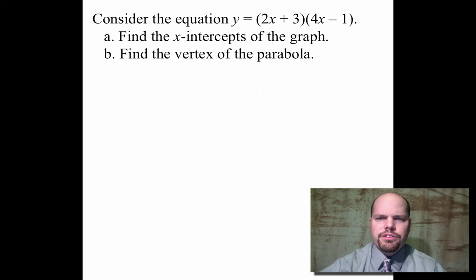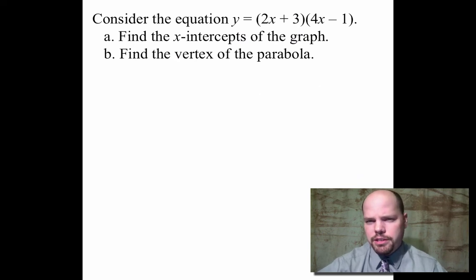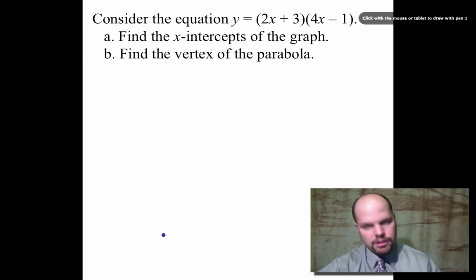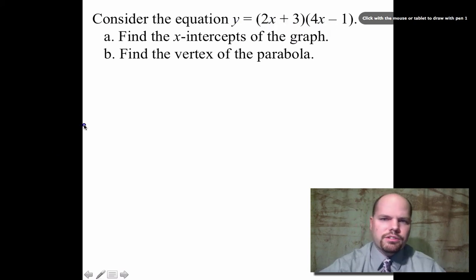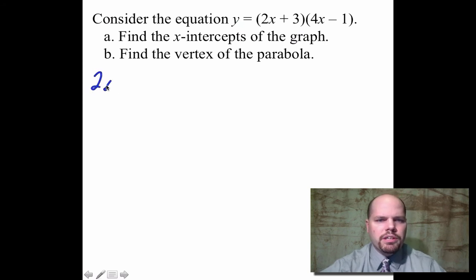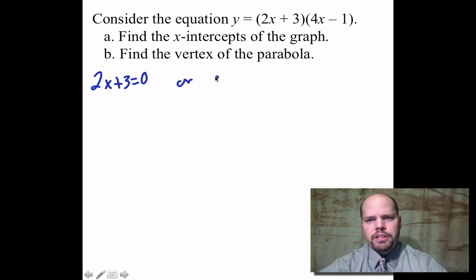All right, consider the equation y equals the quantity 2x plus 3 times the quantity 4x minus 1. A, find the x-intercepts of the graph, and then B, find the vertex. Well, the x-intercepts of this are not going to be quite as easy because we don't just have x, we have 2x plus 3. But it's no different from the zero product property. We need this quantity to be 0 or this quantity to be 0 in order to make y 0 for the x-intercept. Okay, so we need to say, all right, when does 2x plus 3 equal 0? Or when does 4x minus 1 equal 0?